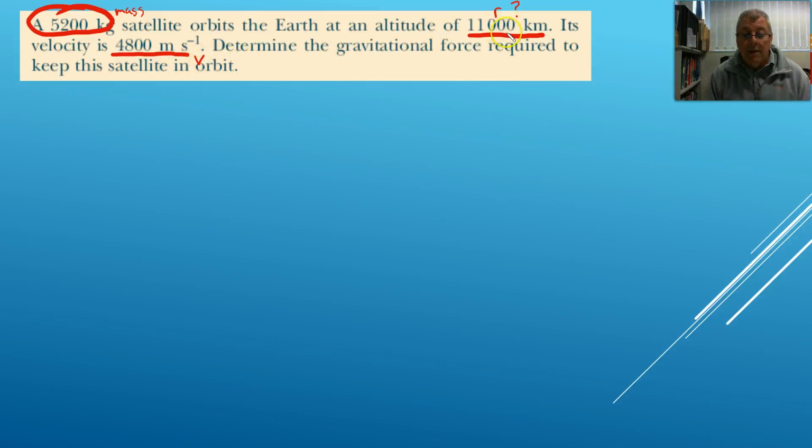Now the question mark about the radius is, it says altitude, and so the altitude is the distance above the surface, but when we're talking about circular motion we go from the center of the circle, which must be the center of the Earth, so we must include the radius of the Earth as well. Alright, let's get rid of those.